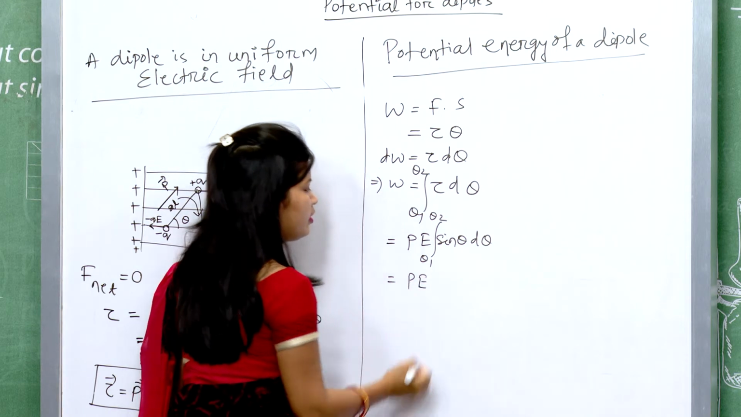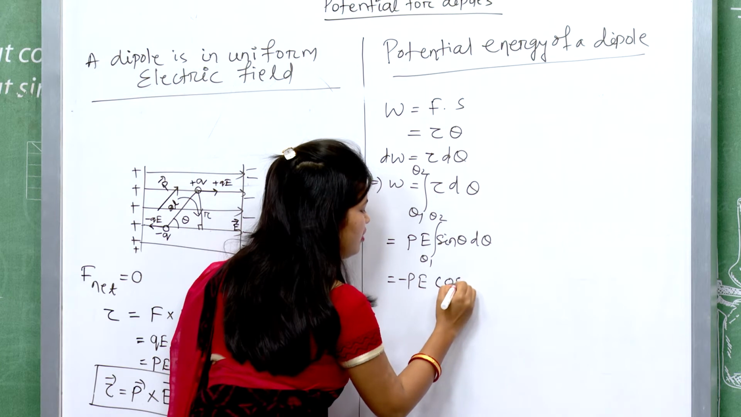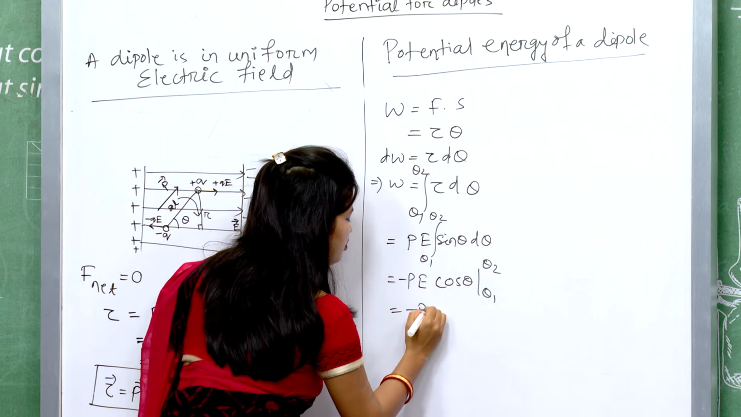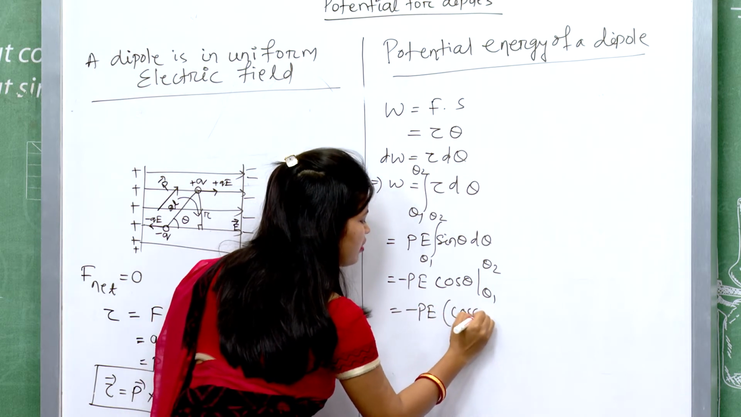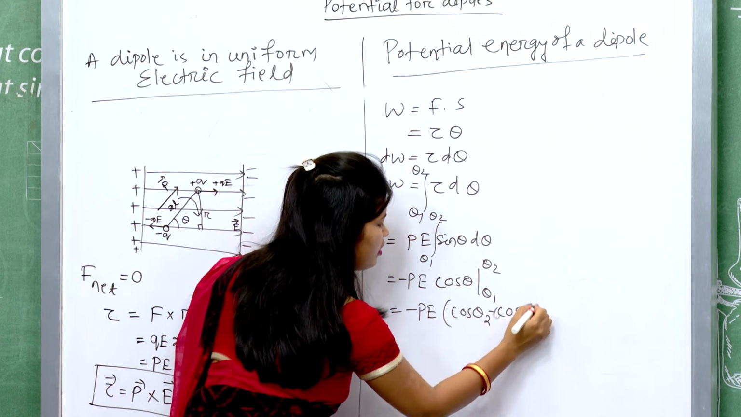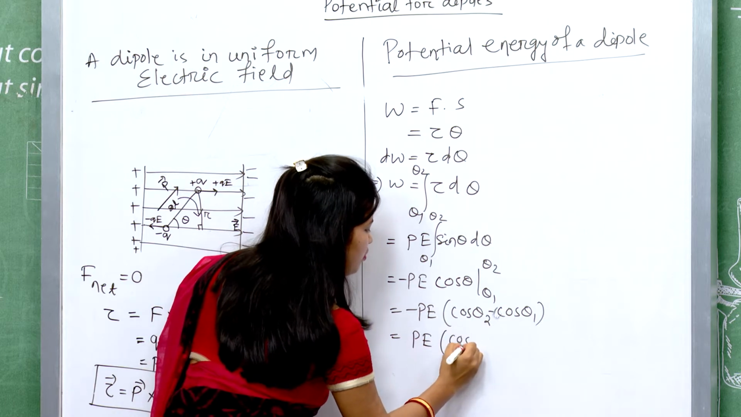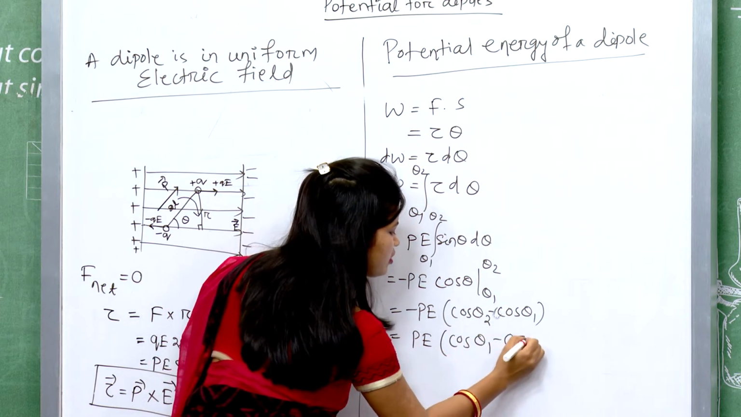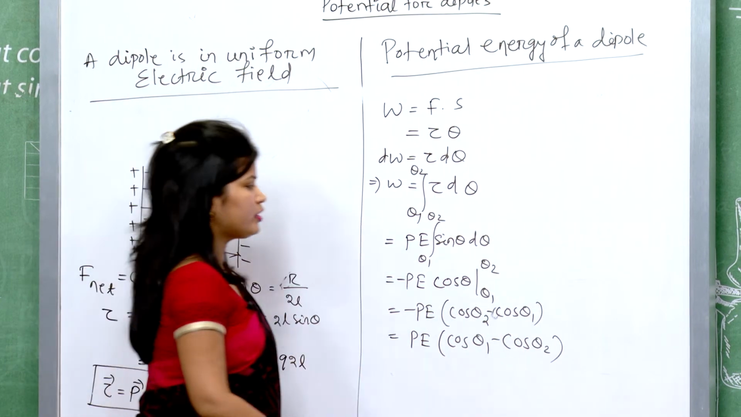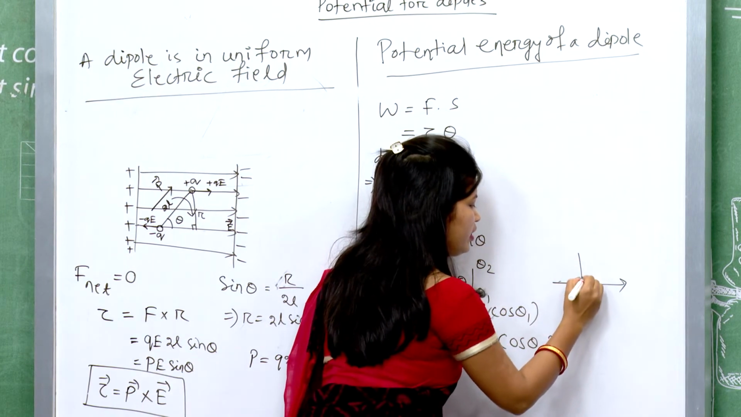So, PE sin theta, the integral is minus cos theta. So minus PE times cos theta 2 minus cos theta 1. So I can write here, this is PE whole into cos theta 1 minus cos theta 2. Suppose the dipole is placed inside the electric field at a right angle.